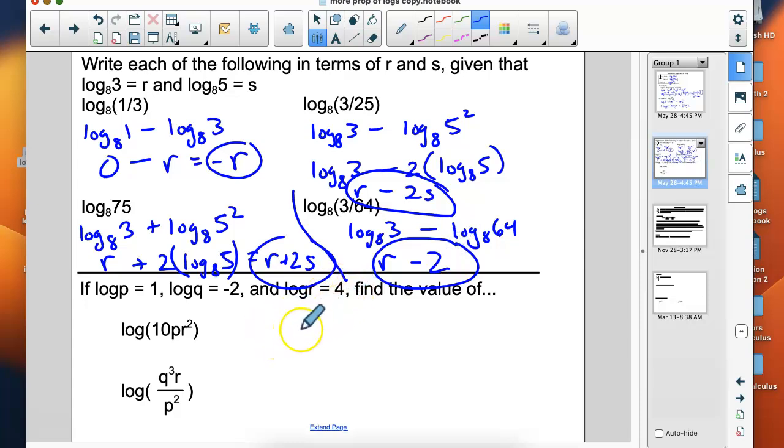All right, I'm going to skip over this one because it's kind of the same thing, and I'll do one like this when I get back. I just wanted to show you how you can use this to manipulate letters, basically. So using properties of logs, you can move things around and get different versions of answers.